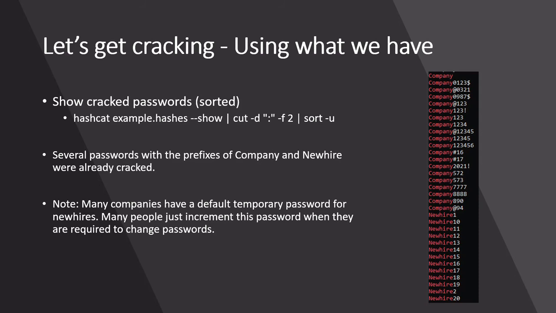Now, many users are going to take those passwords that they got when they first got hired, or when their passwords got unlocked, or just the passwords that were given to them, and they're just going to increment it. That's why when you see one password like newhire1, it may be the first new hire password. That's what they give out when they start. And then you'll see it incrementing up. So in this example, we have newhire1, and then we have 2, and we have 10 and 11 and 12 and so on and so forth.